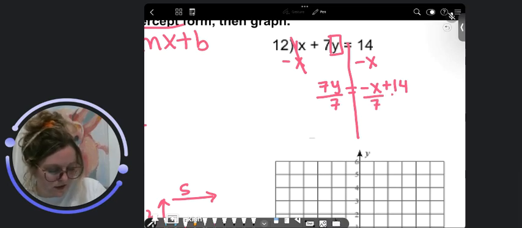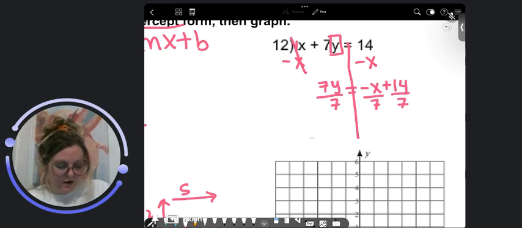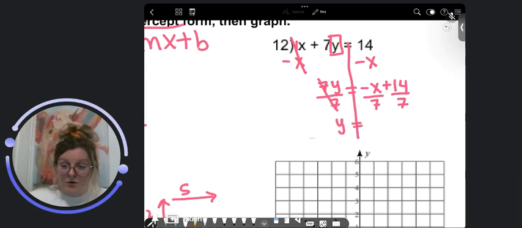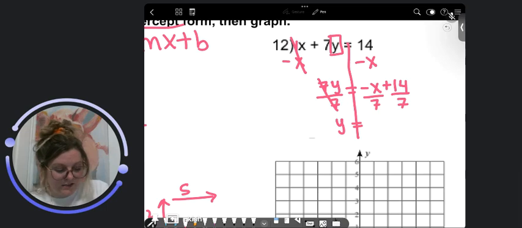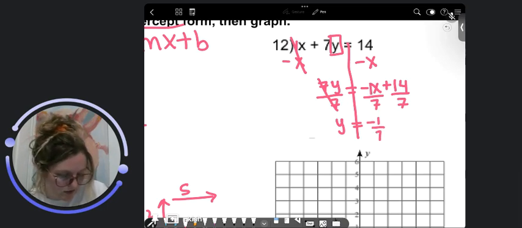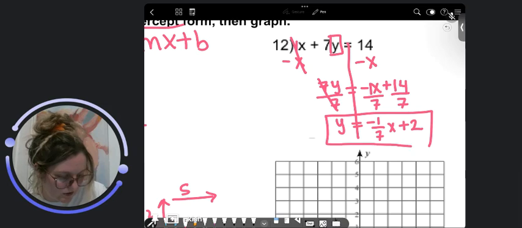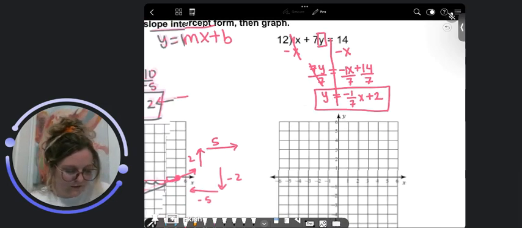Everything on the right side gets divided by 7. On the left, they cancel, so I have y equals. Remember, negative x is the same thing as negative 1x, so I'm actually going to write this out as negative 1x. 14 divided by 7 is 2. There is my slope-intercept form, and we can quickly graph this.